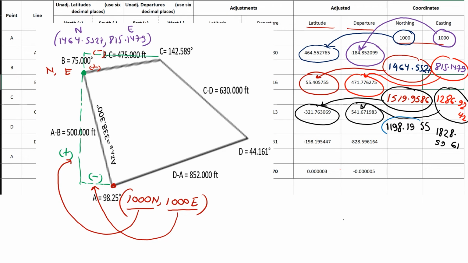And take this and you add the coordinate of A. So 1198.1955 minus 198.1955, and that will give me 1000.0000. Okay, and again, you take this and you add to this departure.